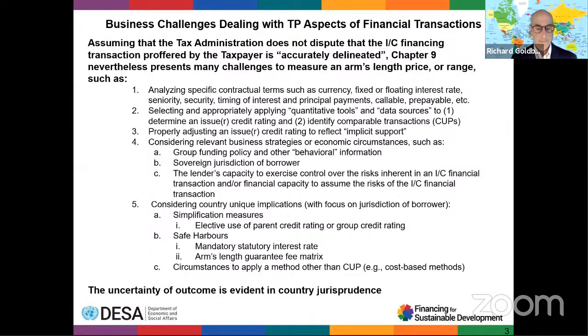Item number 5, country-unique implications focusing on the borrower's jurisdiction may include simplification measures, such as elective use of parent or group credit rating or providing guarantee fee metrics from the jurisdiction to safely price intercompany guarantees. We're going to hear more about safe harbors shortly from Marcos in Brazil. And safe harbors, as Marcos will explain, may be mandatory or optional, depending on the country.